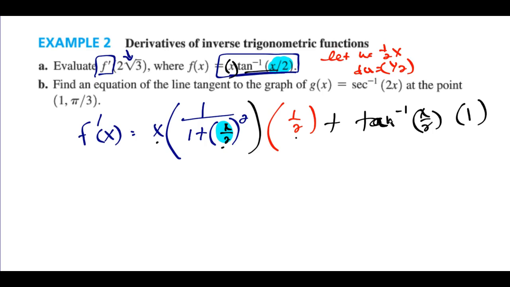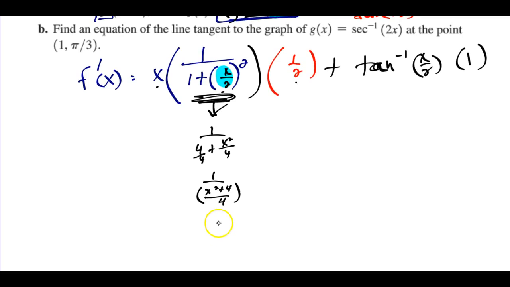So let's see if I can try to clean this up a little bit. This guy's kind of a mess. So 1 over 1 plus x squared over 4. I'll change this to 4/4. So it's 1 over x squared plus 4 divided by 4. And instead of dividing by a fraction, we can multiply by the reciprocal. This is really 4 over x squared plus 4. Of course, I've got another x floating around. Well, frankly, I've got a 2 down below as well. I could probably cancel.